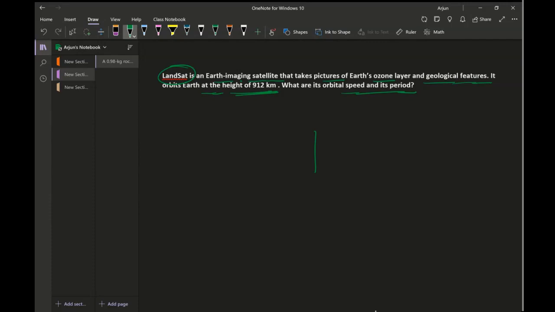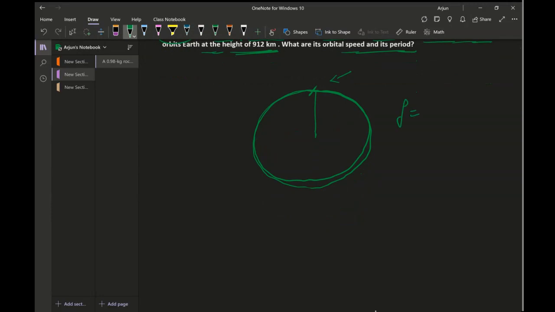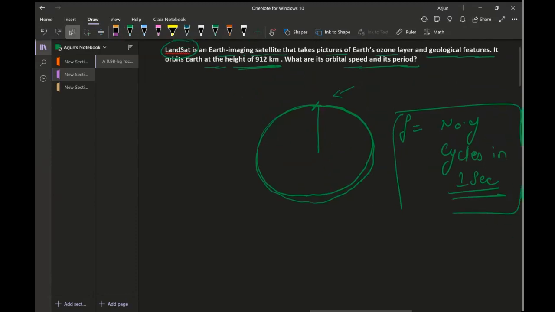What is a period? Period means the time taken to complete one cycle. So if the object starts from here, the time it will take to complete this one circular motion is called a cycle. And if I'm talking about the period, I'll talk about the frequency also. Frequency is the number of cycles in 1 second. That is the frequency. Now coming back to the question, it is orbiting around the Earth at a distance of 912 kilometers.